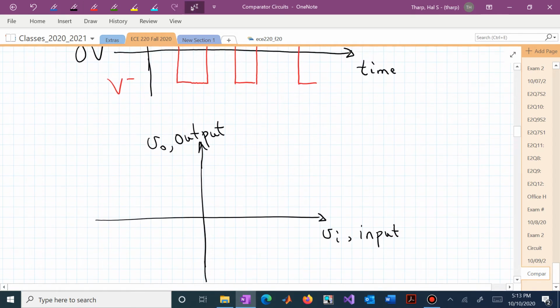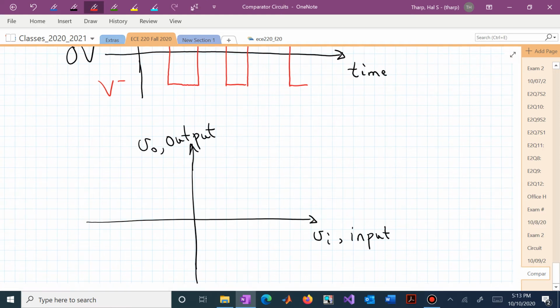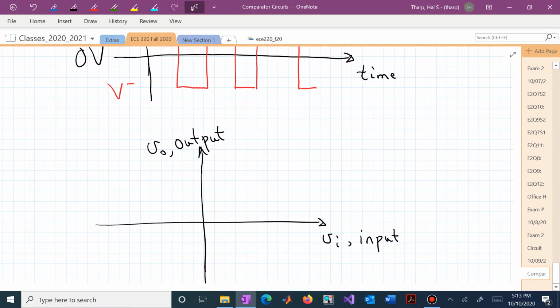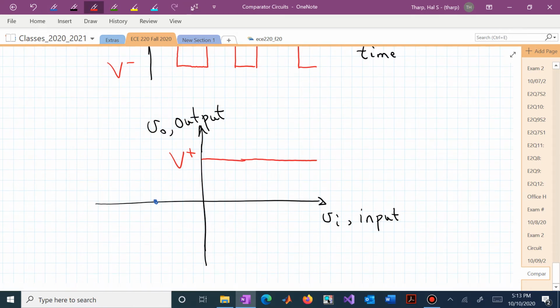So if we looked at that, we could say, as long as V sub I is positive, then V sub O is going to have a value of V plus. If I now looked at a negative value for V sub I, then the output is going to be at this value of V minus, and that's true as long as V sub I, the input, is negative. So now I'm really just saying the output takes on one of two values, V plus or V minus.